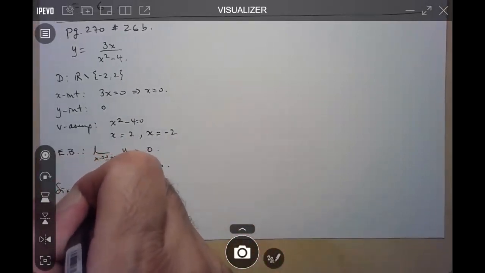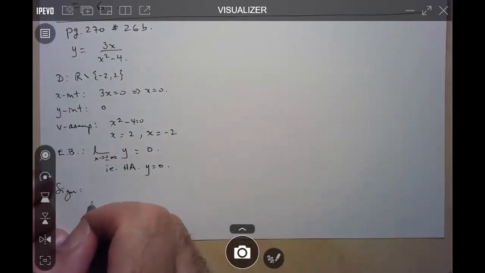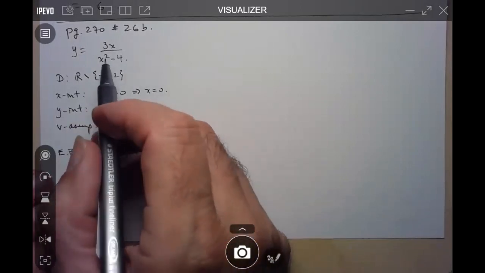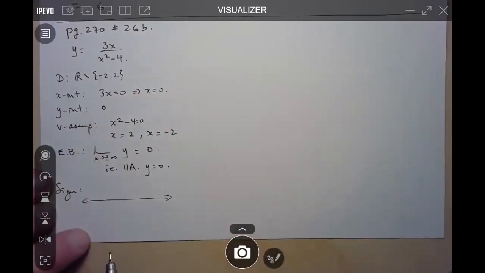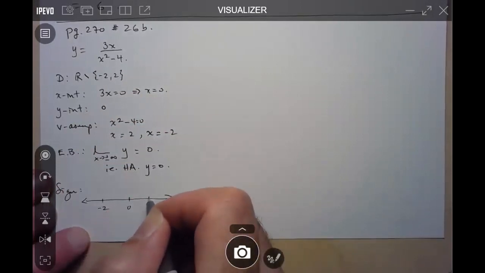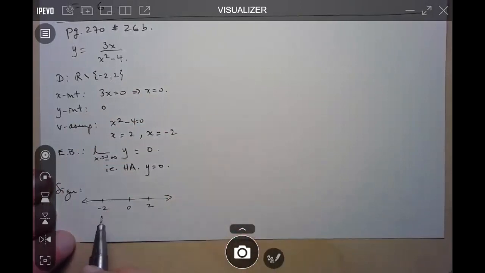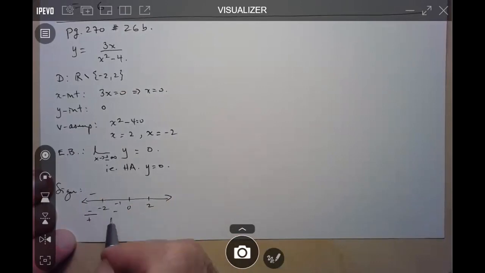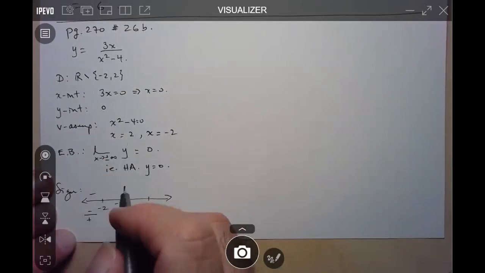That can be useful sometimes in graphing. So here, the only place where this can change sign is at the x-intercept or at the vertical asymptotes. So here, -2, 0, and 2. So if I take -3, I see I have a negative in the numerator. -3 squared, 9 minus 4 is 5, so positive in the denominator. So negative here. If I take -1, we have again negative in the numerator, and 1 minus 4 is negative, so negative over negative, positive.